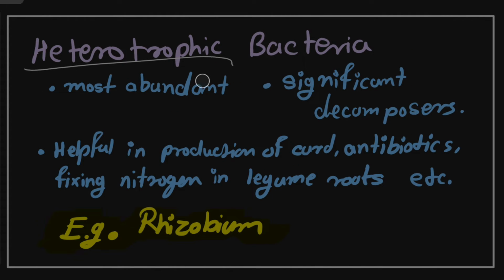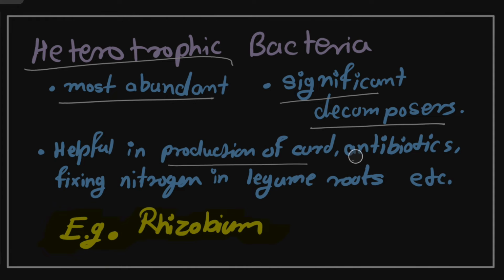Heterotrophic bacteria, these are the most abundant ones, significant decomposers and helpful in production of curd, antibiotics and fixation of nitrogen in leguminous roots. Example is rhizobium.